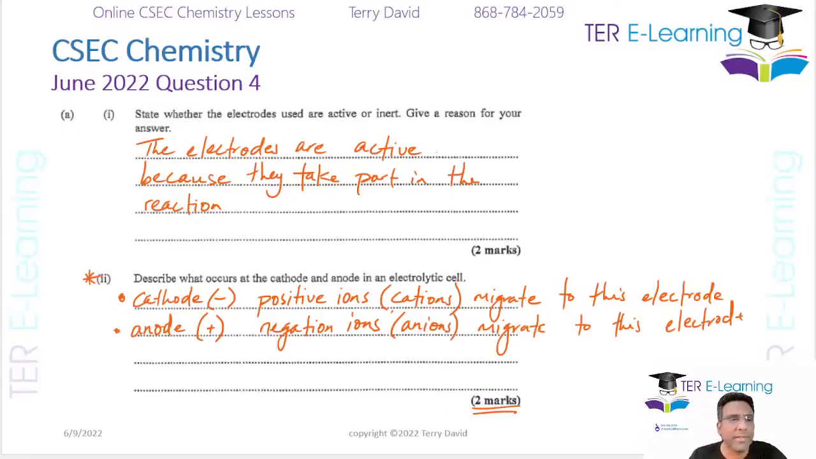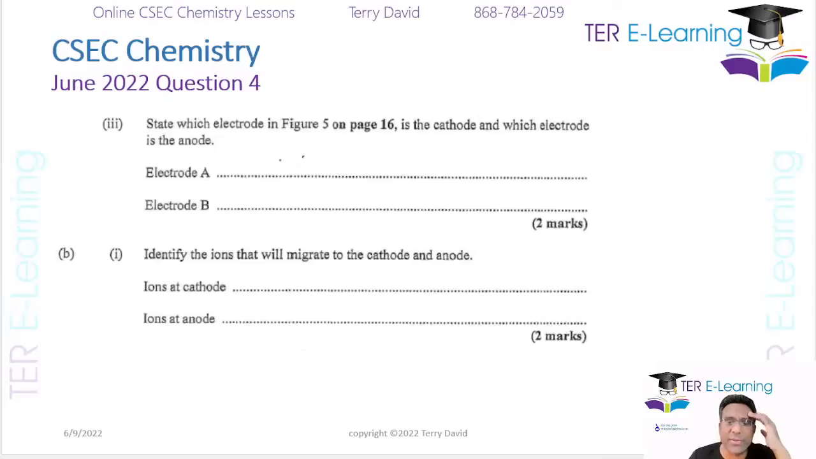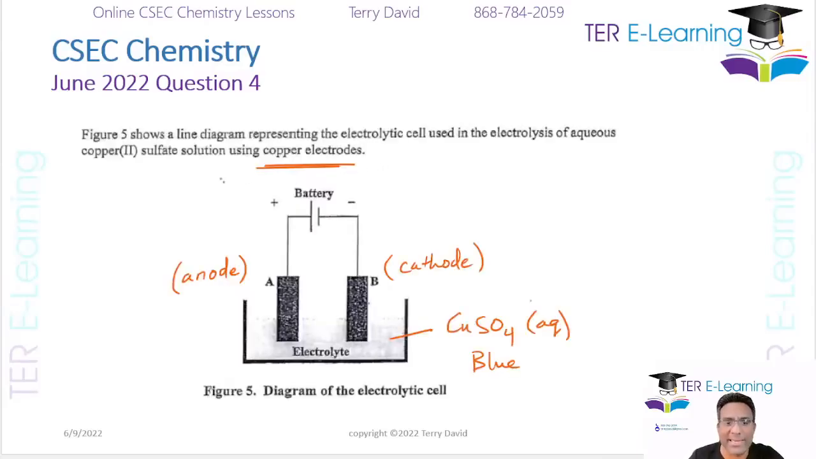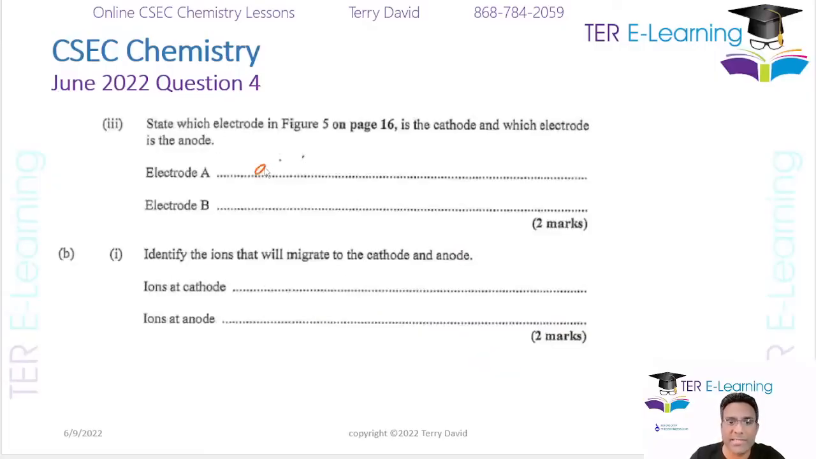All right, let's do the next part now. State which electrode in figure 5 on page 16 is the cathode. Well, I already identified that. I already said that A is the anode. So, easy 2 marks here. This is the anode, and this here is the cathode. 1 mark each.